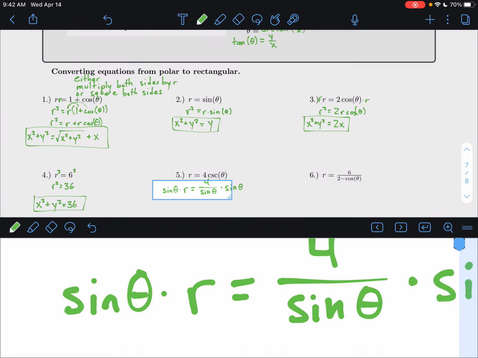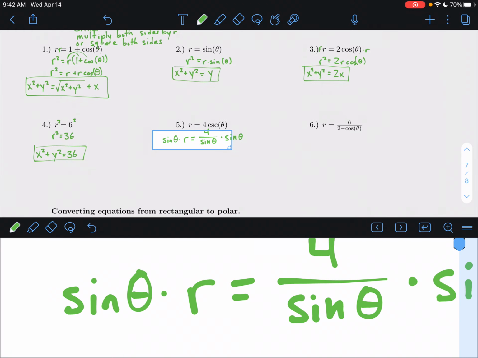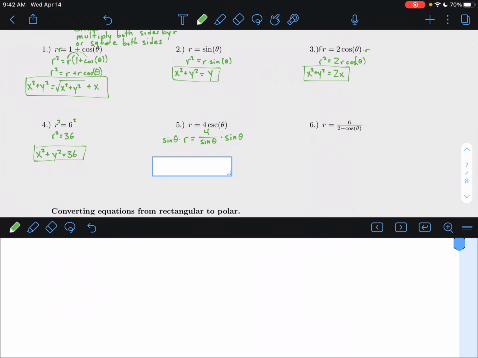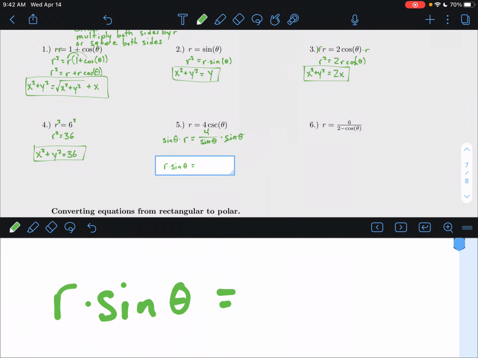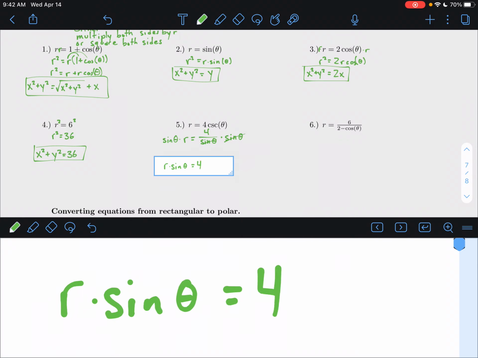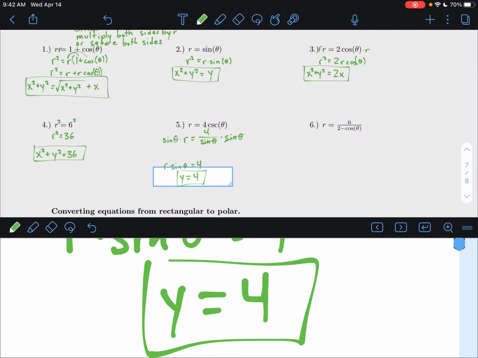Because I know that r times the sine of theta will get me y. So then I would have r times the sine of theta equals, these would cancel out, 4. Or just y equals 4. And there's my answer. R equals 4 times the cosecant of theta is the same as y equals 4.